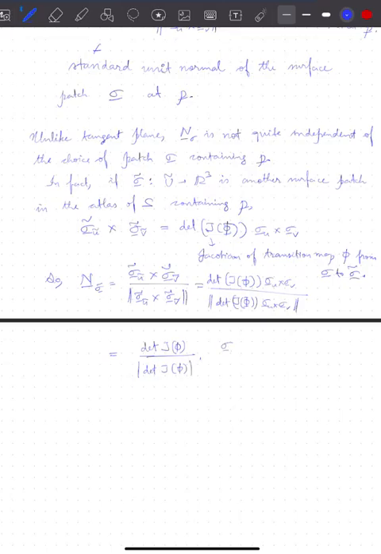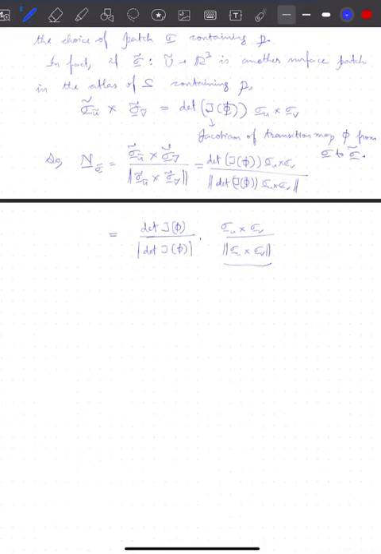Then this becomes just sigma u cross sigma v divided by the norm of sigma u cross sigma v. So this is, of course, clearly defined as n sigma. However, this one is equal to 1 if the determinant of J of phi is greater than 0, and is equal to -1 if the determinant of J is less than 0. It's some sort of a sign function. Actually, it is the sign function, right?